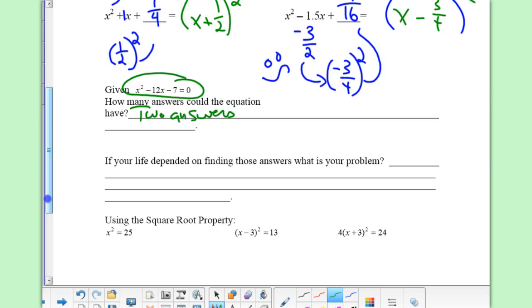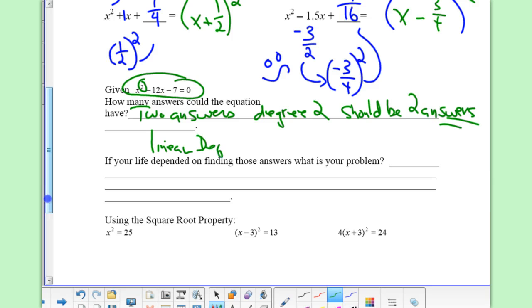You learned that. Why? Well, because it's degree 2, and degree 2 quadratic equations means there should be, not always, but there should be 2 answers. That's why, right? We learned that. Linear, which was degree 1, that was grade 9. Linear degree 1 only had 1 answer. Now we're big math students. We got 2 now.